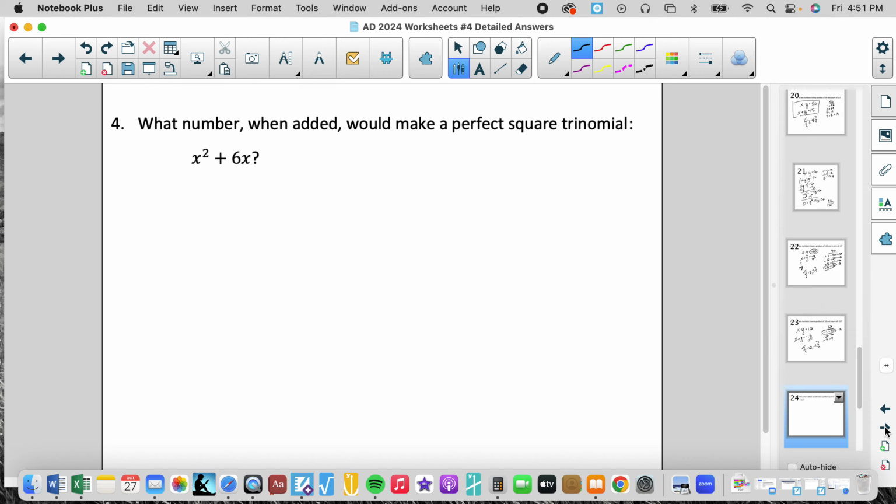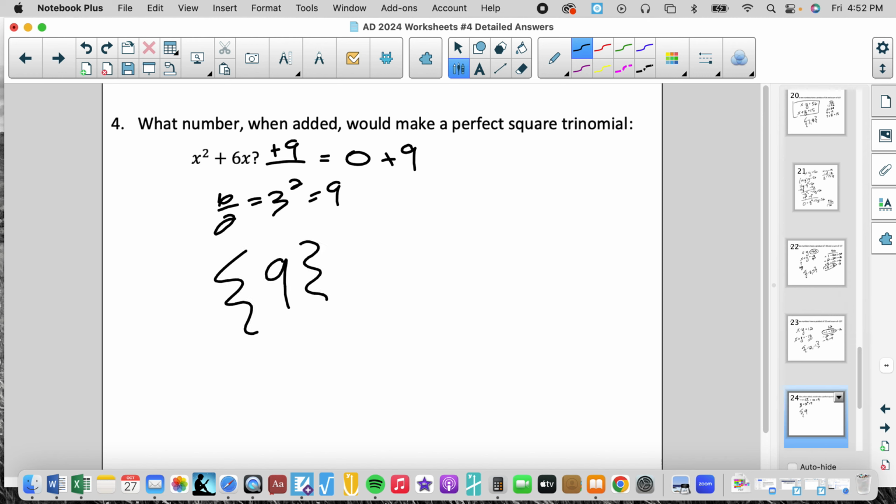What number, when added, would make a perfect square trinomial? So remember, this is my middle term. It wants to know what would make it a perfect square. So we take half of 6, which is 3, squared is 9. So we would add 9 to both sides. 9 would be the number that we would add to that expression.